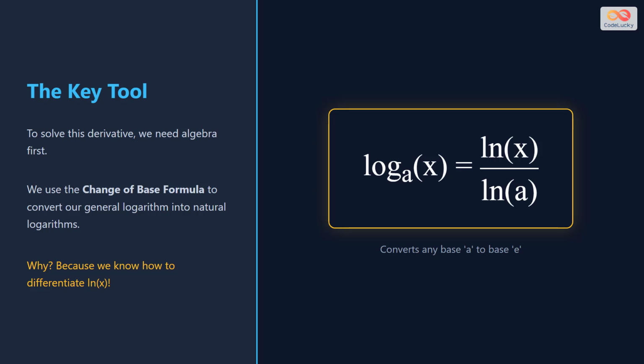To solve this, we do not need to invent new calculus rules from scratch. Instead, we use a tool from algebra called the change of base formula. This formula allows us to rewrite any logarithm, like log base a of x, as a fraction involving natural logarithms. Specifically, it equals the natural log of x divided by the natural log of a. This is incredibly useful because we know how to work with natural logs.